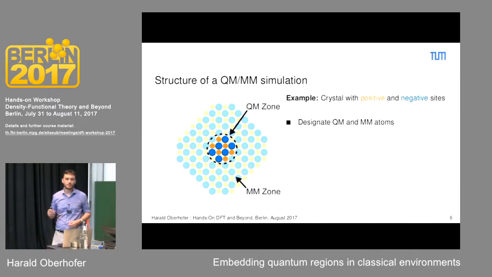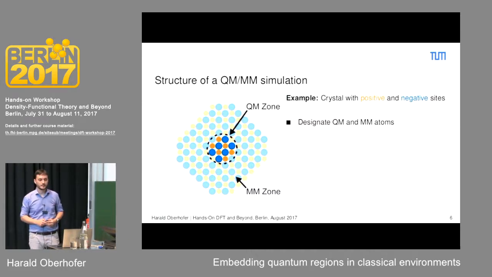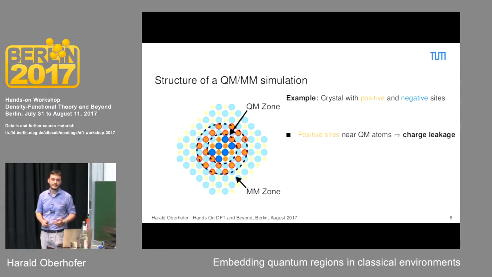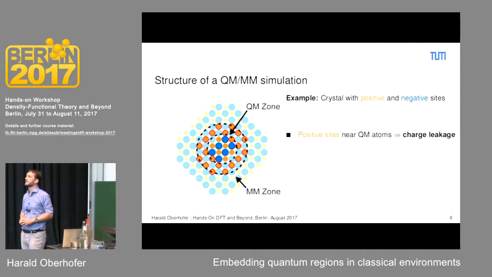Now, the problem is that having a cluster that is ionic like this one, you'll immediately see that your QM region is now neighbored by both positive and negative sites. The negative sites not being a problem, electrons do not want to go there anyway, but the positive sites might be. Because the positive sites are just Q over R, right?